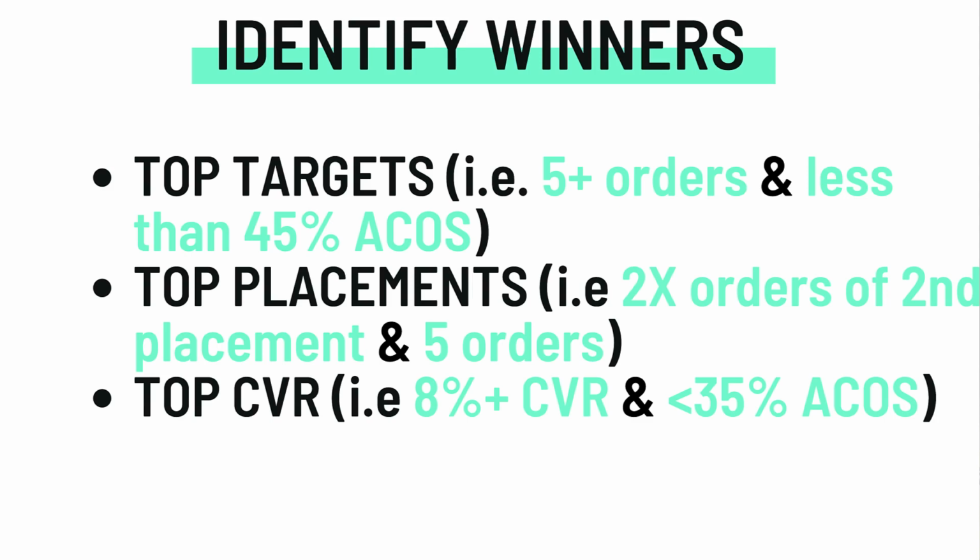But top targets are generally those that have at least 5 or more orders and less than 45%, or even less than break-even ACoS. Typically, those are going to be those Pareto keywords that we talked about, the 20% that bring 80% of the performance in sales.